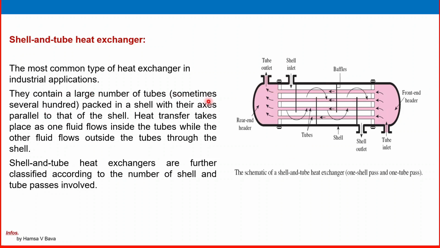They contain a large number of tubes, sometimes several hundred, packed in a shell with their axis parallel to that of the shell. Heat exchange takes place. One fluid flows inside the tubes while the other fluid flows outside the tubes through the shell. Here, this is the shell portion, and inside, the white color is the tubes. And see, tube side inlet is from here. It is passing to one side, passing this way and going there.